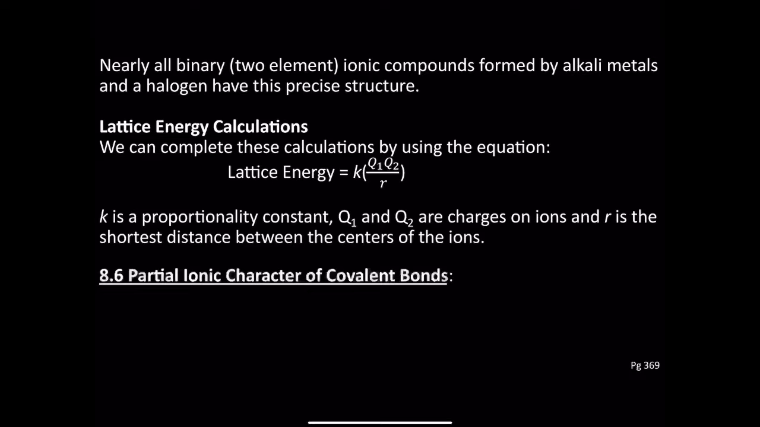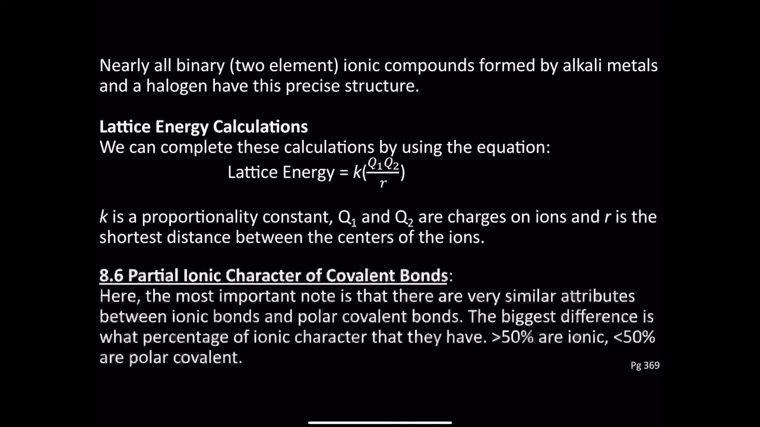Okay, now partial ionic character of covalent bonds. Sometimes we actually do see a little bit of ionic character between bonds. But the most important thing is that there are similar attributes between ionic bonds and polar covalent bonds, right? We need to see the different types of bonds as a spectrum rather than as cut and dry different types. And basically, the biggest difference is what percentage of ionic character they have.